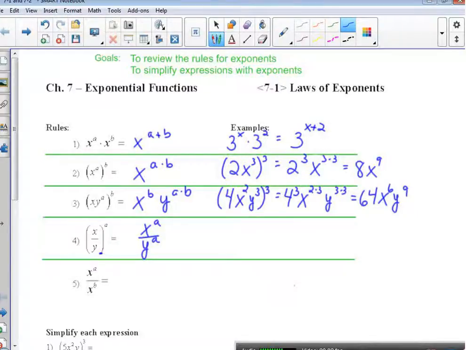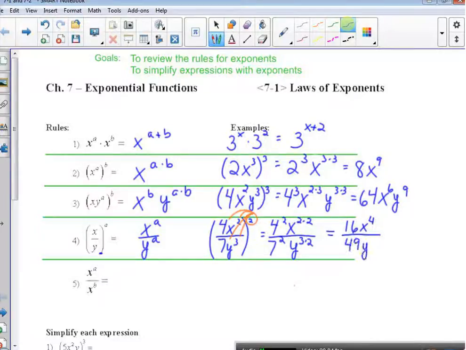So let's take 4x squared over 7y cubed and put that in parentheses and square it. So you could literally write that out twice, or you could use the rule. So it's 4 squared x to the 2 times 2 over 7 squared y to the 3 times 2. So you're taking that 2 and you're distributing it in basically to each one of the monomials. So the result is then 16x to the 4th over 49y to the 6th.